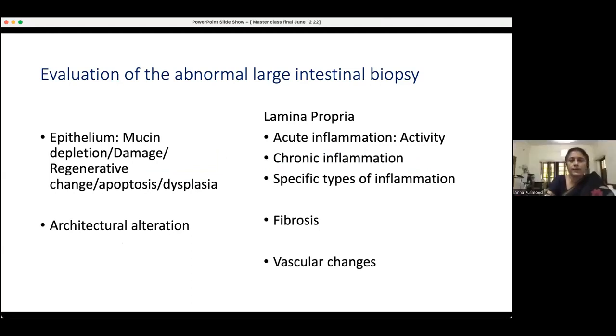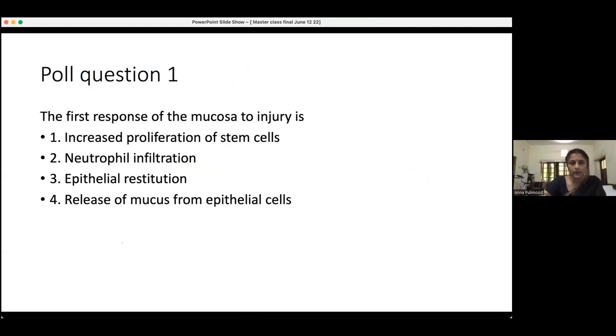Okay, fine. So coming to evaluating an abnormal biopsy, again, it's in the same order. We look at the epithelium, the architecture, the lamina propria, the inflammatory cells. Then we look at what the fibroblasts and the blood vessels are doing. So here we start with the first poll question.